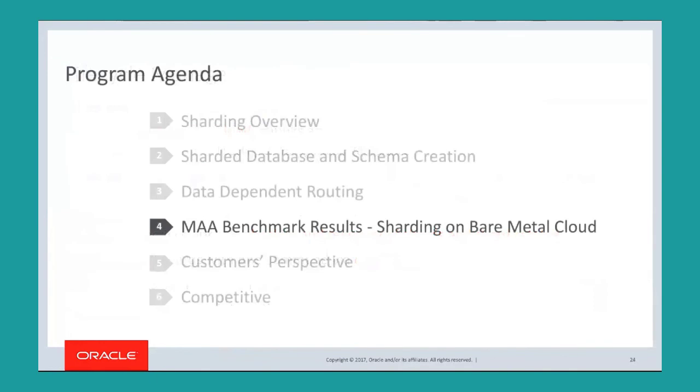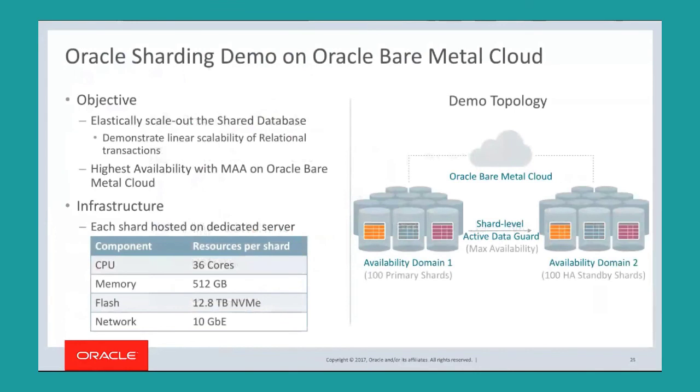Last couple of slides, I want to touch upon the benchmark results. It's an interesting exercise that we have done to understand the scalability aspects of a sharded database. We acquired 200 shards on the Oracle Bare Metal Cloud. We have 100 shards in availability domain 1 in Phoenix and 100 in the other availability domain, and we are using Active Data Guard as part of the default setting. Each shard is very high powered: 36 cores, lots of RAM, etc.